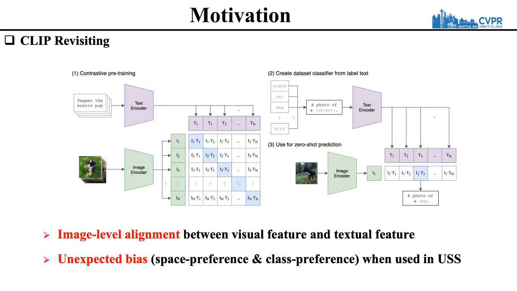Recently, the large-scale vision-language pre-trained model CLIP demonstrates superior zero-shot classification performance by comparing the degree of alignment between image features and text features of different categories. However, good alignment between image-level visual features and textual features doesn't necessarily mean good alignment between pixel-level visual features and textual features. An expected bias, including space preference bias and class preference bias, inevitably appears when directly applying CLIP in unsupervised semantic segmentation, which may largely constrain the segmentation performance.